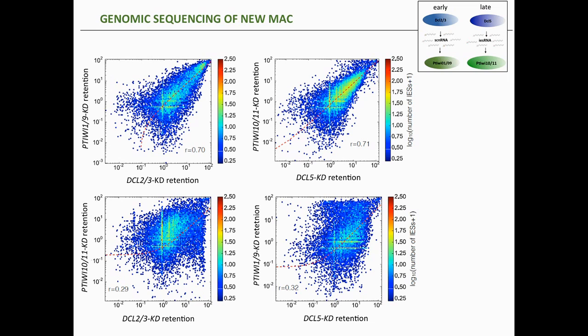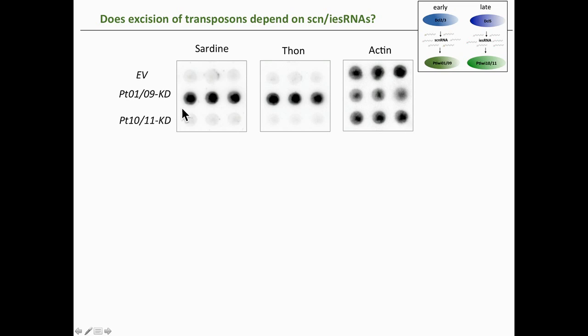In other eukaryotes, the PV proteins are involved in the silencing of transposons. So we had a closer look at how our silencings are affecting the excision of transposons. As you can see here, only PV1 and 9 knockdown is affecting the excision of transposons, but not the knockdown of PV10 and 11. So transposons need the help of scanRNAs, but do not need the help of iesRNAs for proper excision.